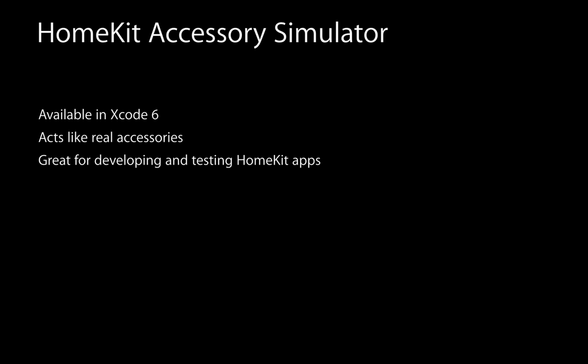So the HomeKit Accessory Simulator is available in Xcode 6. It acts just like real accessories. So when you develop your application using the HomeKit Accessory Simulator, you're doing the real thing. When you eventually get real accessories to connect to, they're going to work the same way. They're going to be exposed to you the same way through HomeKit. So this is a great way for you to get started, and a great way for you to develop and test your HomeKit applications.